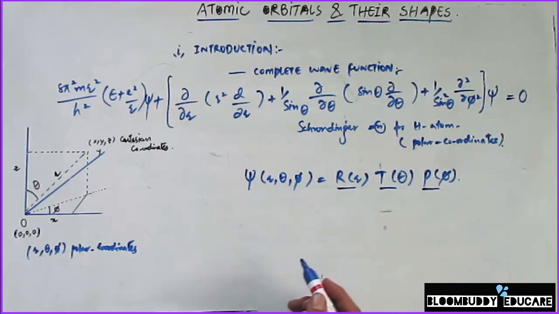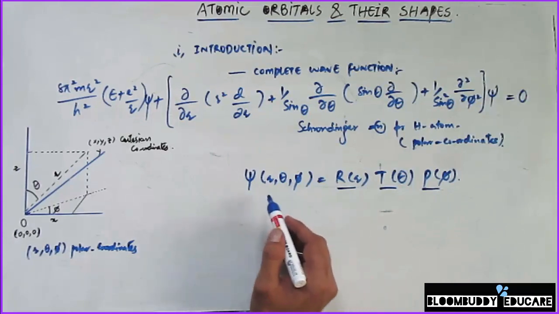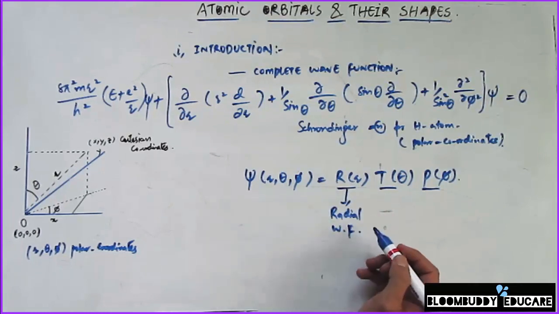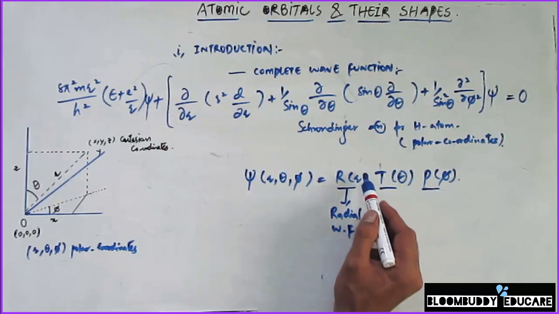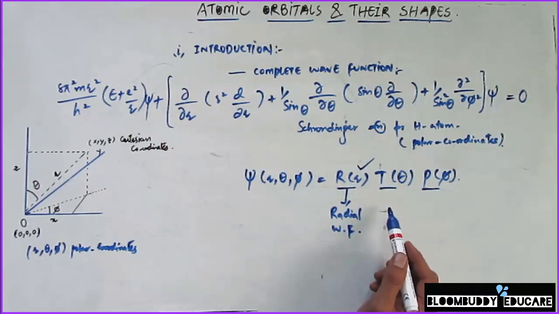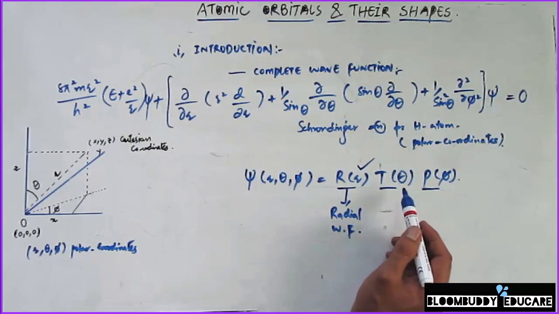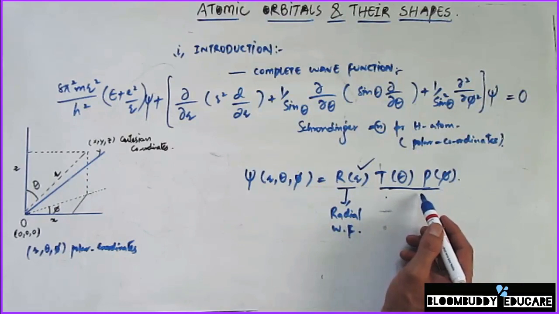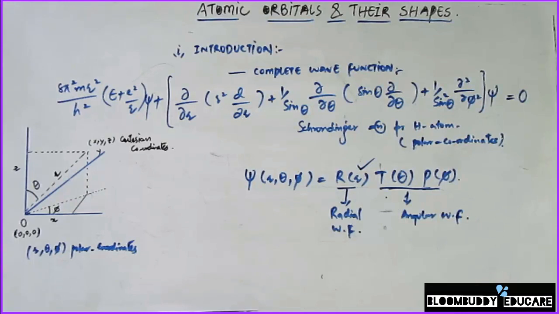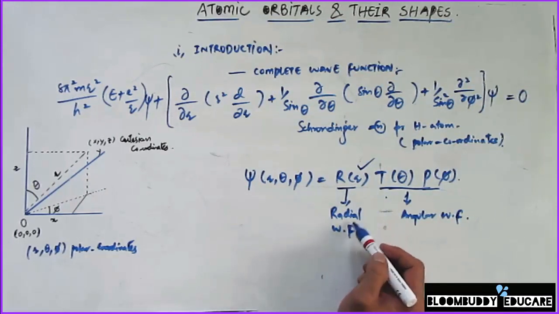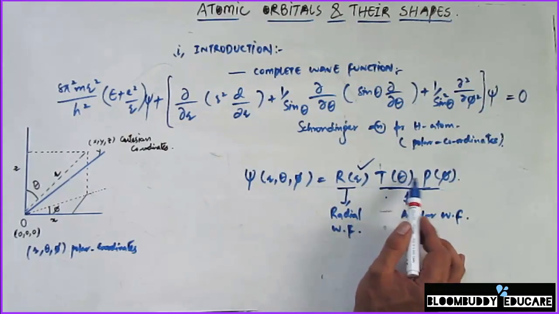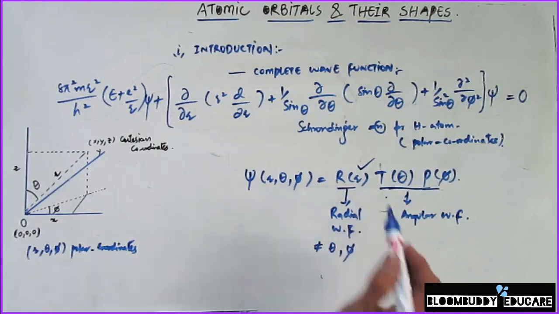So in this equation, this R is called the radial wave function, and this radial wave function depends upon r. Similarly, this Theta, that is theta, and this Phi, that's phi, both of them are called the angular wave functions. In this equation, the radial wave function, which is dependent upon r, is independent of theta and phi, but it is dependent upon r.